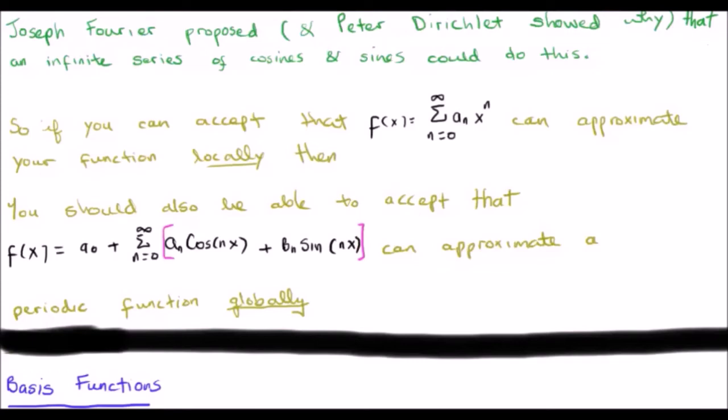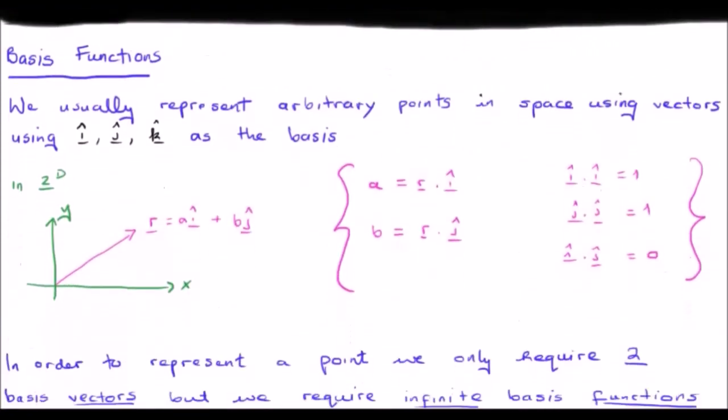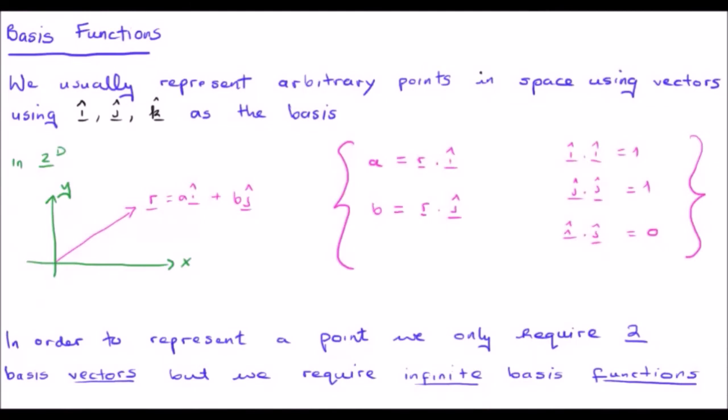Let's talk a bit more about basis functions. We usually represent arbitrary points in space using vectors. The vectors we use are i hat, j hat, k hat, and these are known as the basis vectors for your space. Because it's easier to draw in 2 dimensions, let's draw in 2 dimensions here, and we see that any point can be written as a i hat plus b j hat, and I've written the usual properties of the basis vectors here.